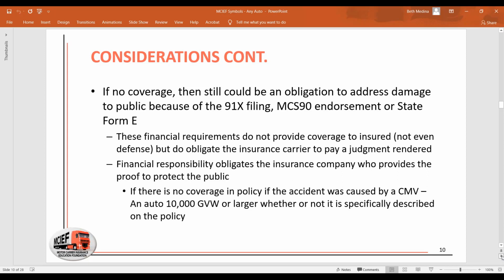Anytime the insurance provider makes a filing, which they have to do to make the motor carrier legal so they can operate or save them a fine, what that financial responsibility pledges to the federal government or to the state government is that if the insured uses a vehicle that is not a covered auto, then the public will still be protected. Again, the insured gets no protection, but the public gets protection.